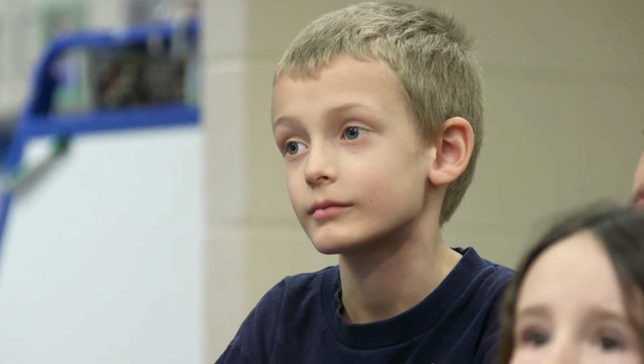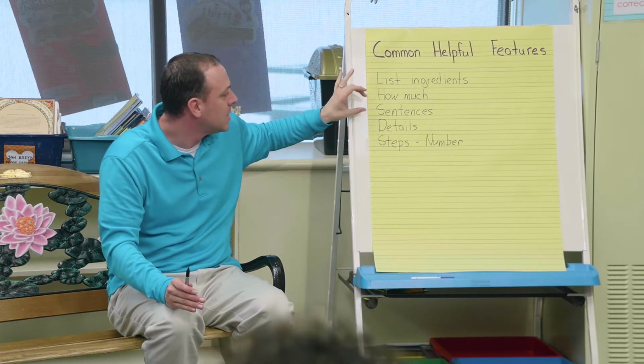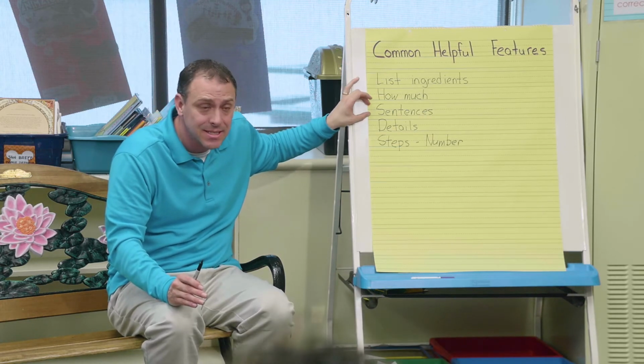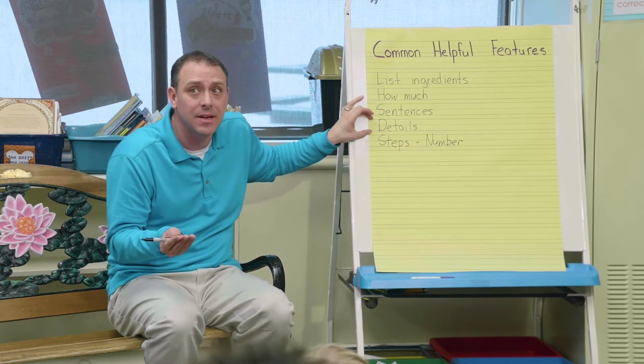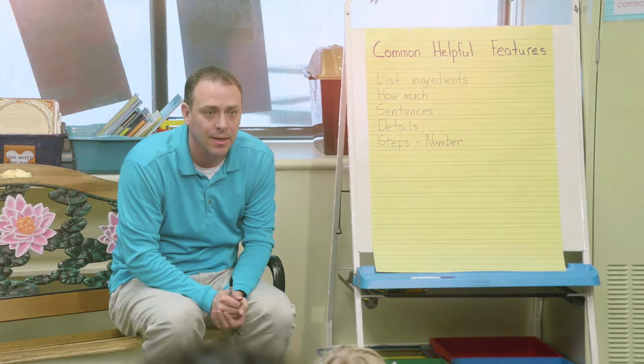Let's go over them again. So it says that we're going to need a list of ingredients. We need to know how much of each of those ingredients. We need to write it in sentences. We need to have details about it. And we need to tell what the steps are when we're making our lemonade.